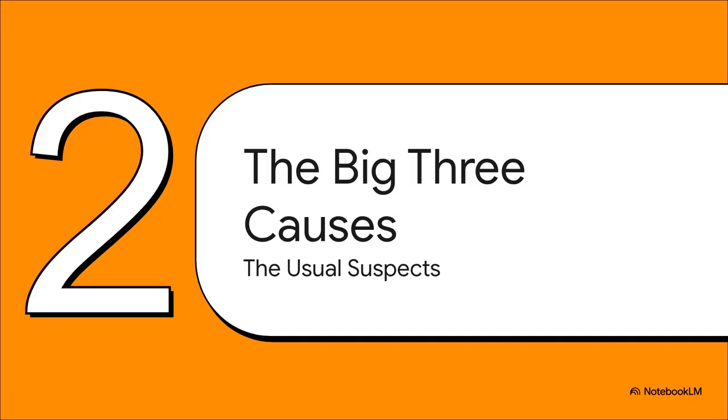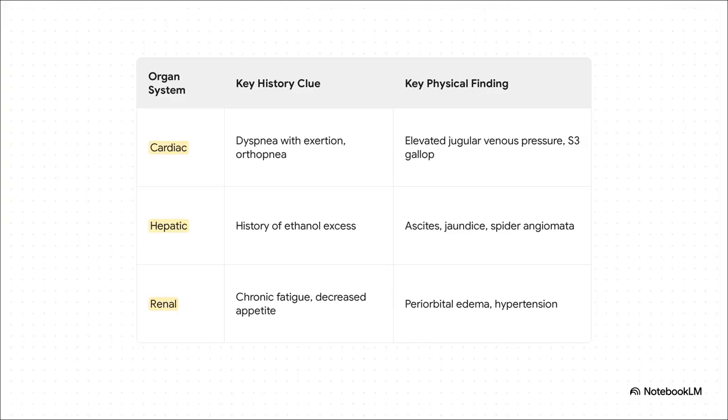Okay, so we know the body is holding on to fluid because it thinks it's dehydrated, but what causes that initial drop in effective blood volume? In most cases of generalized edema, it all boils down to failure in one of three major organ systems. Let's call them the usual suspects. And this is where your clinical skills really come into play. You can start figuring out the cause right there at the bedside. Each organ system failure leaves its own distinct set of clues.